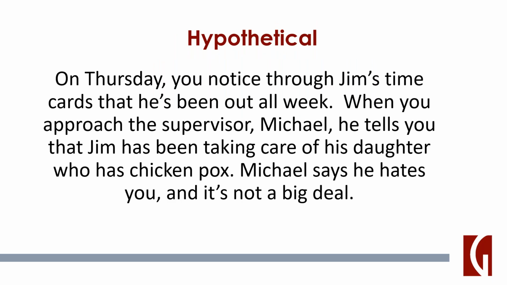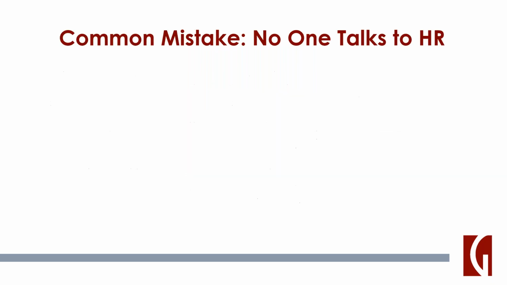So the next hypothetical: on Thursday you notice through Jim's time cards that he's been out all week. When you approach the supervisor, Michael, he tells you that Jim has been taking care of his daughter who has chickenpox. You suggest that Jim should be on FMLA leave. Michael says that he hates you and that it's not a big deal. So what should we do here?